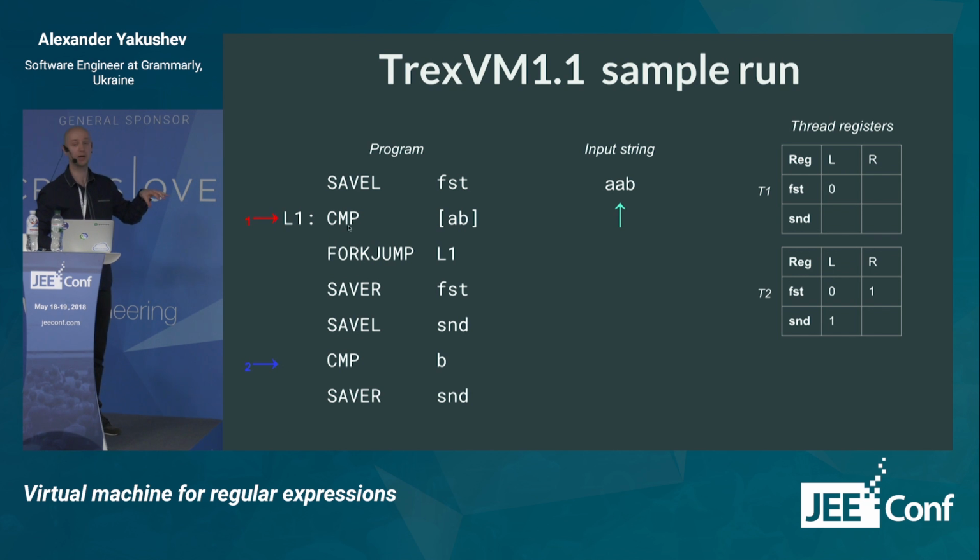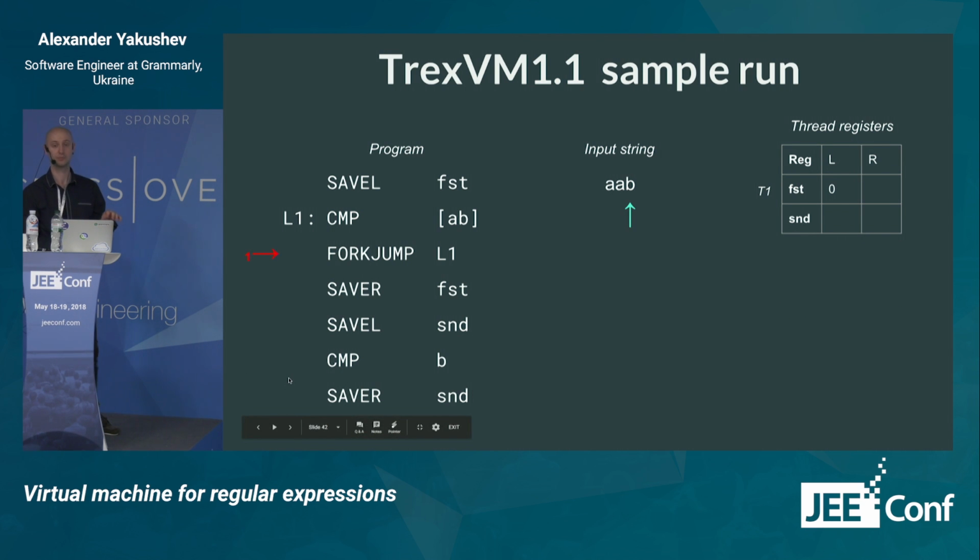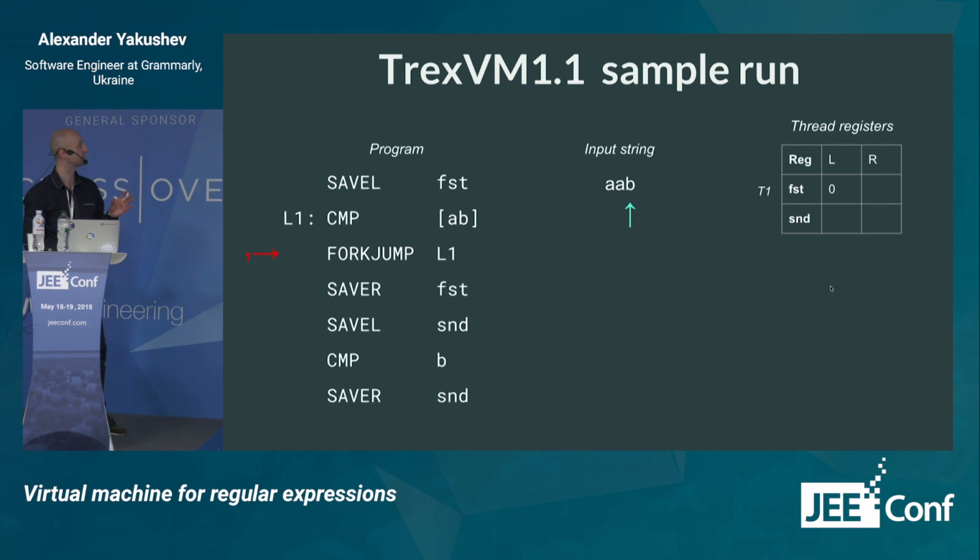We have this first thread that succeeds on A or B, and we have the second thread that succeeds only on B. So the first thread will survive, and the second one will die, right? That's what happened. Pointer moved over here. No more this thing anymore. Then there is the fork jump again. We do that. Again, compare.